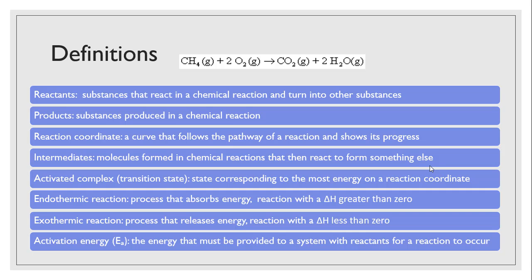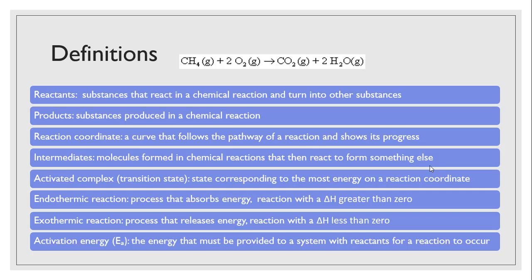Activated complexes are also known as transition states, and they're the states corresponding to the most energy on a reaction coordinate, so they'll have the highest amount of energy and they'll be at the peak of a curve for each step in a reaction, and if there's more than two steps in a reaction, then the energy diagram will show that.